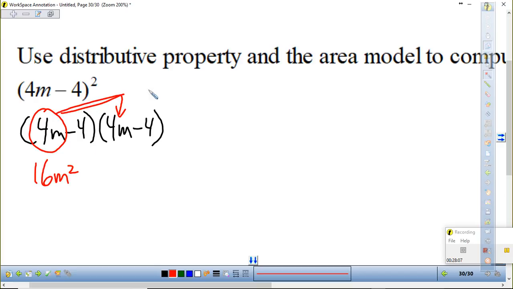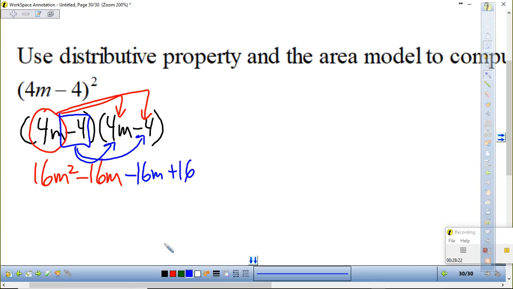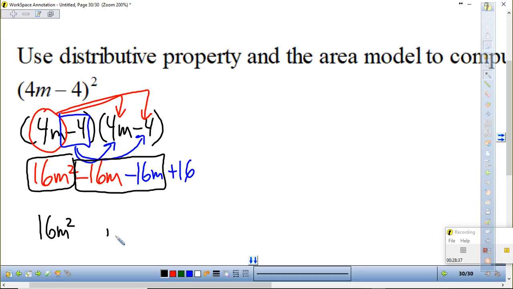What is 4m times 4m? 16m squared. What is 4m times negative 4? Negative 16m. I'm done with that term times those two. Now the second term. Negative 4 times 4m. Negative 16m. Negative 4 times negative 4, that's positive 16. All right. Let's see. Is there another m squared anywhere? No, I bring that down. 16m squared. Is there another m? Yes, right here. You combine these two. So we write m. What is negative 16 and negative 16? Negative 32. And then at the end, you just bring down the plus 16, and we're done.